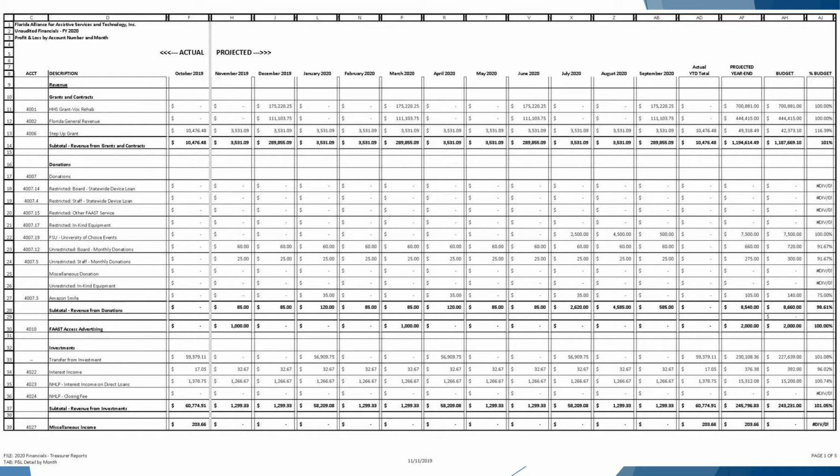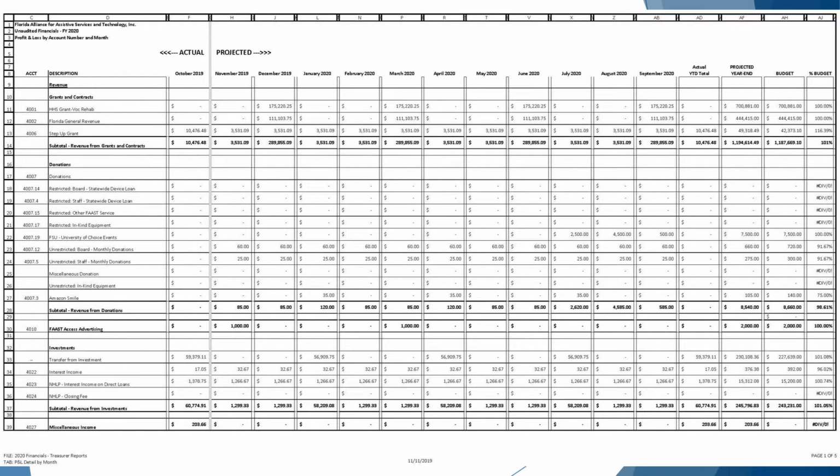This first top half is looking at our revenue. So you can see we talk about our grants and contracts, which is our HHS, and our general revenue, which we call GR. Those are our two contracts with the state. And then we have our Step Up grant, which is through the University of Miami.